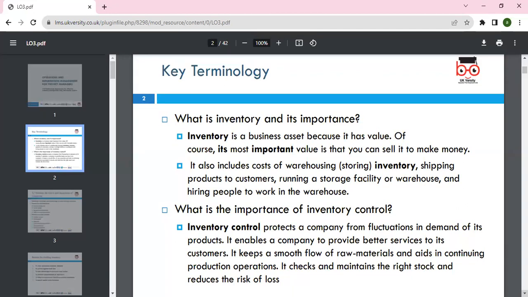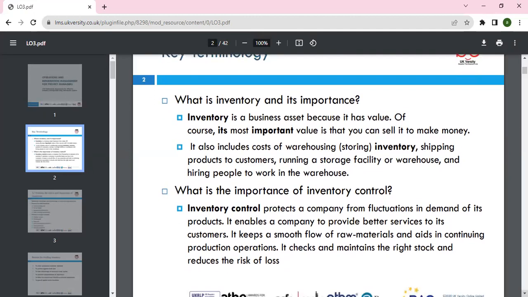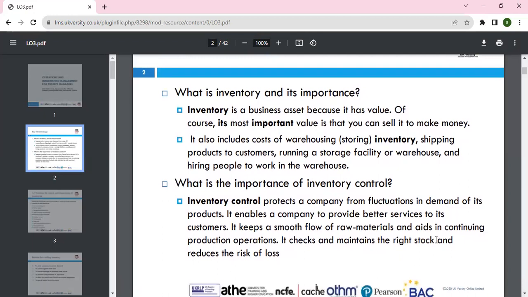Okay, so what is the importance of inventory control? It protects the company from fluctuation of demand, enables the company to provide better service to its customers, keeps a smooth flow of raw material and continuous production operation, and helps maintain the right stock and reduce risk and losses.